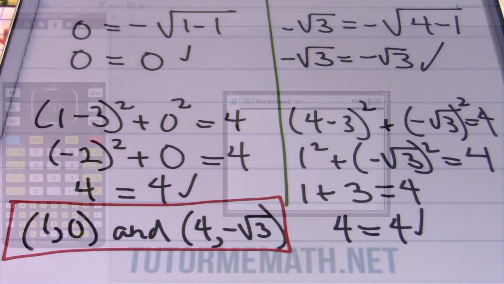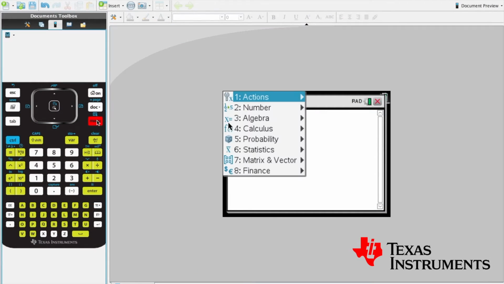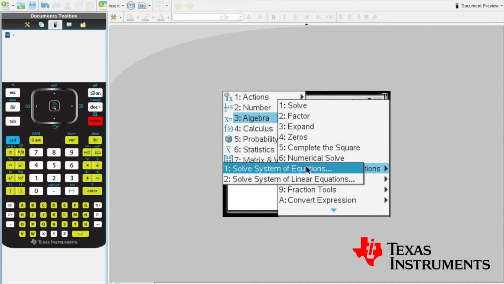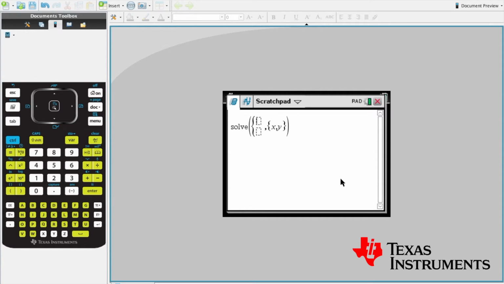Problem number 3. Problem 3, we'll have our next system. So we'll hit menu. We'll go to algebra, then solve system of equations, and you'll choose the first choice. We only have 2 equations, so click OK. And then we'll input our 2 equations.